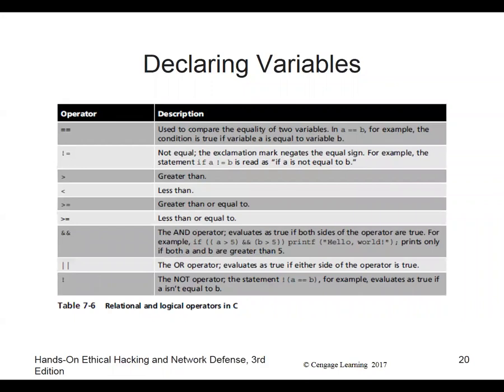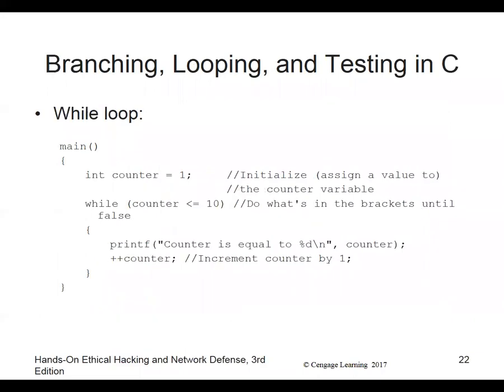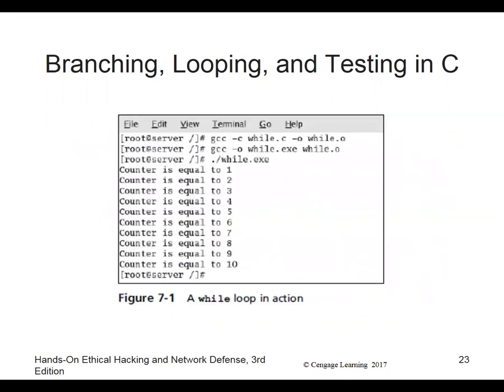All right, not, greater than, less than. These are relational operators for the most part, or, and, not, that kind of stuff. Branching, we have a method that can call other things. That's what you normally do. You have a while loop, while something is greater than 10, or while it's true, or while whatever.